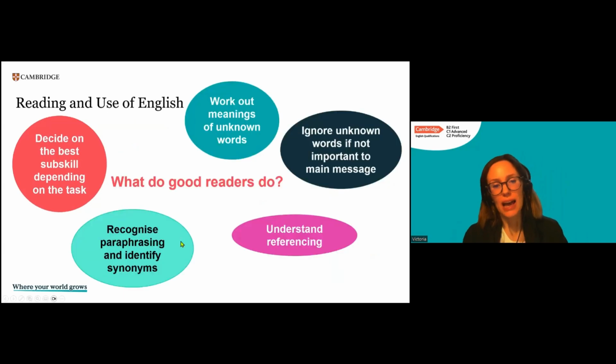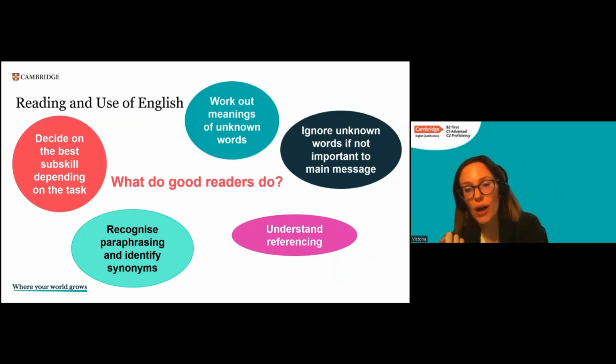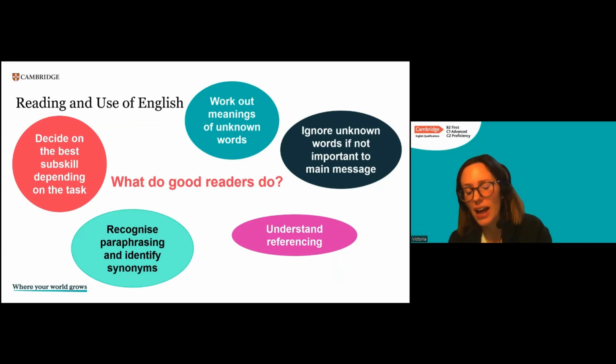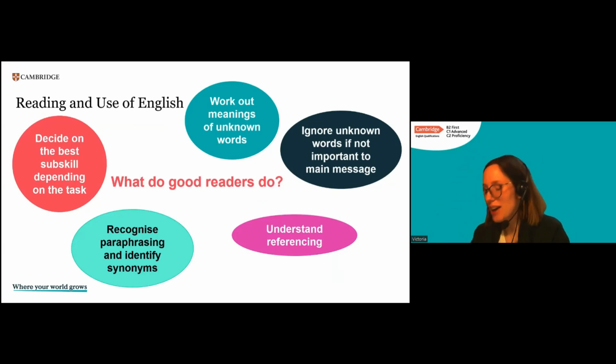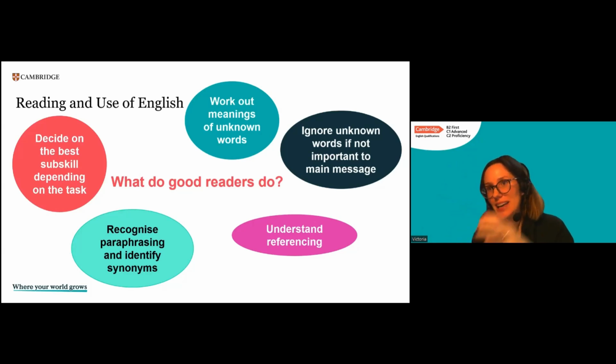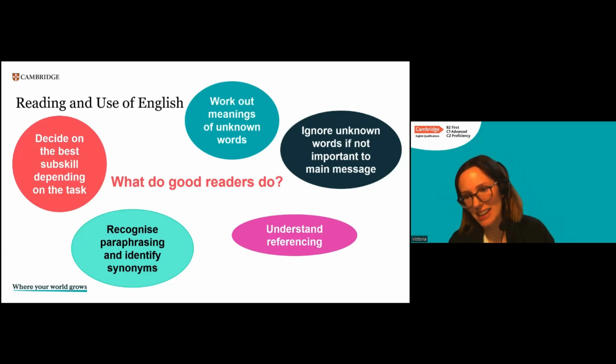Okay, other aspects that we can find in good readers. They also understand referencing, okay? So they understand the use of pronouns, they understand the use of cohesive devices, connectors, for example. So they can understand the structure of the text.